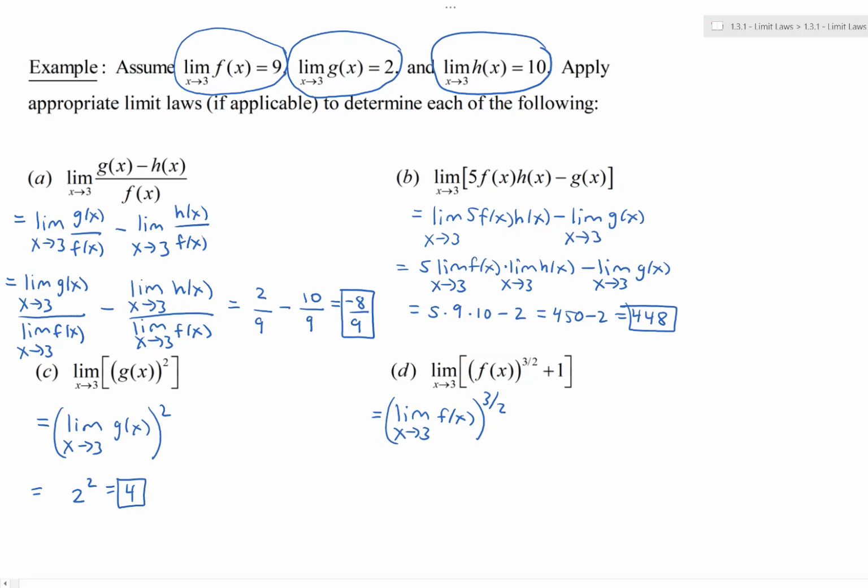Limit of a function to a power is the limit of the function quantity to the power. And then plus limit x goes to 3 of just the number 1. Now, we haven't talked about the limit of a constant yet, but we'll think about it here in a moment. Now, here is the case where we go ahead and evaluate the fractional power part. As we know, limit x goes to 3 of f of x exists. What is it? It's 9. We're going to raise that to the 3/2.